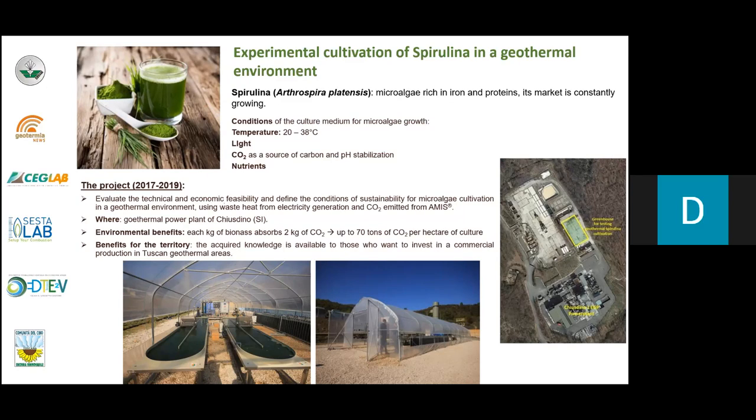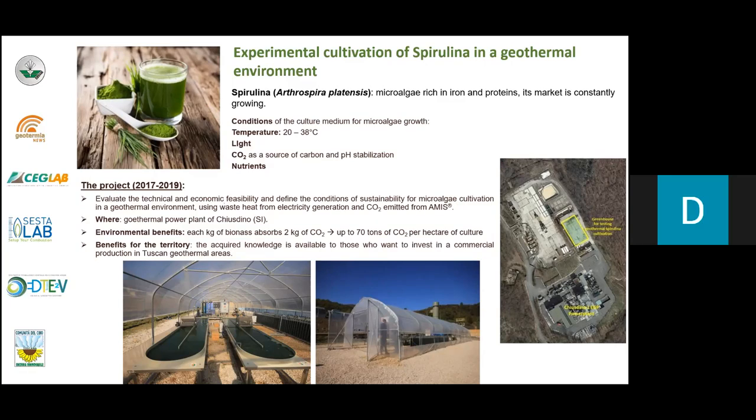The project was aimed at assessing the economic and the technical feasibility of a cultivation of spirulina using geothermal resources, and in particular the waste heat from the power plant and the CO2 emitted by the power station.